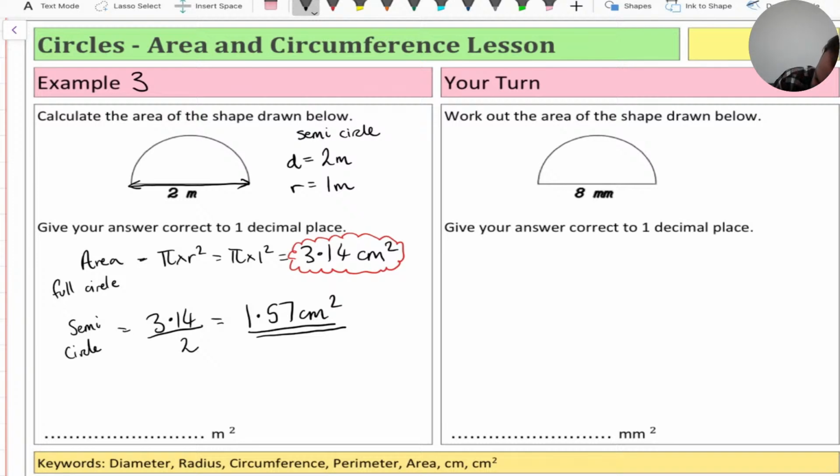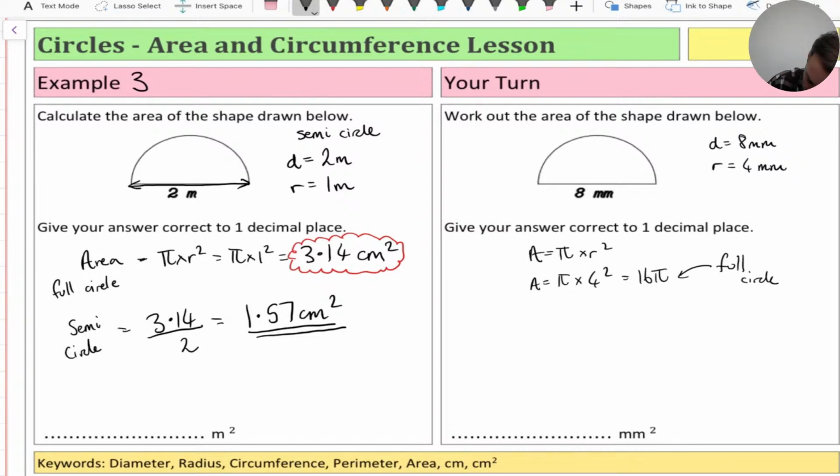So we know that the diameter is equal to 8 millimeters. So the radius is going to be half of that, which is 4 millimeters. Area is equal to pi times the radius squared. In this case, its area is equal to pi times 4 squared, which is equal to 16 pi. But that's for a full circle. And actually, I want a semicircle.